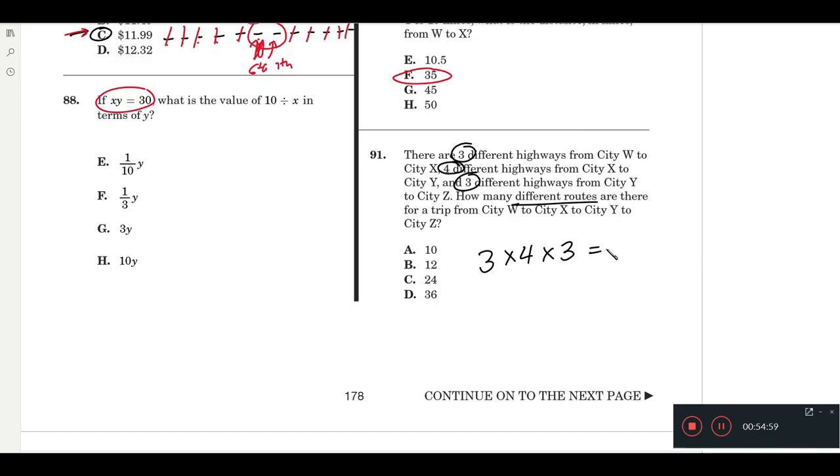What do we get when we multiply, Zainab? 12 times 3. Zainab, you're paying attention, right? What do I get, Zainab? You get 36. Yeah, 36.